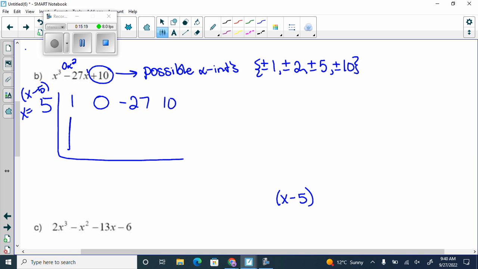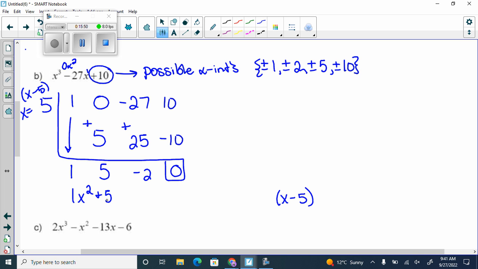So I drop the 1. 5 times 1 is 5. Add it. 0 plus 5 is 5. Multiply. 5 times 5 is 25. Add it. Negative 27 plus 25 is negative 2. Multiply. 5 times negative 2. And now I'm getting happy because I can see I'm getting a remainder of 0. Now that was an x cubed, so this is going to be an x squared: 1x squared plus 5x minus 2.